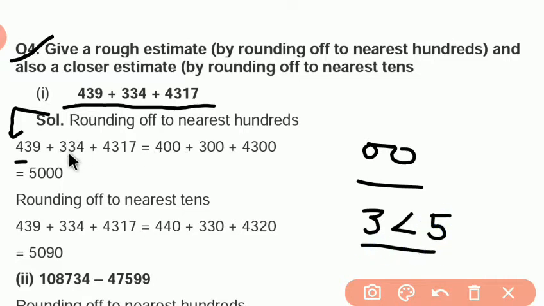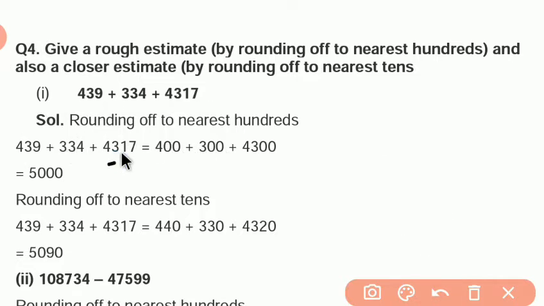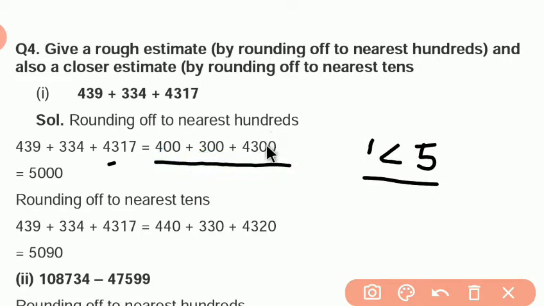Its tens digit is 3, which is less than 5, so no need to increase on hundreds digit. So 3 and 4, in place of this you have to replace it by double 0 and 3 as it is, plus 4317. This one also we have to round off nearest 100. So we'll see its tens digit. Tens digit is 1. So no need to increase 100 digit by plus 1. So 3 will remain as it is. So 4300. Here we have used 2 zeros because in 100 how many zeros are there? 2 zeros. So we have to replace the right number to that 100 digit by double 0.